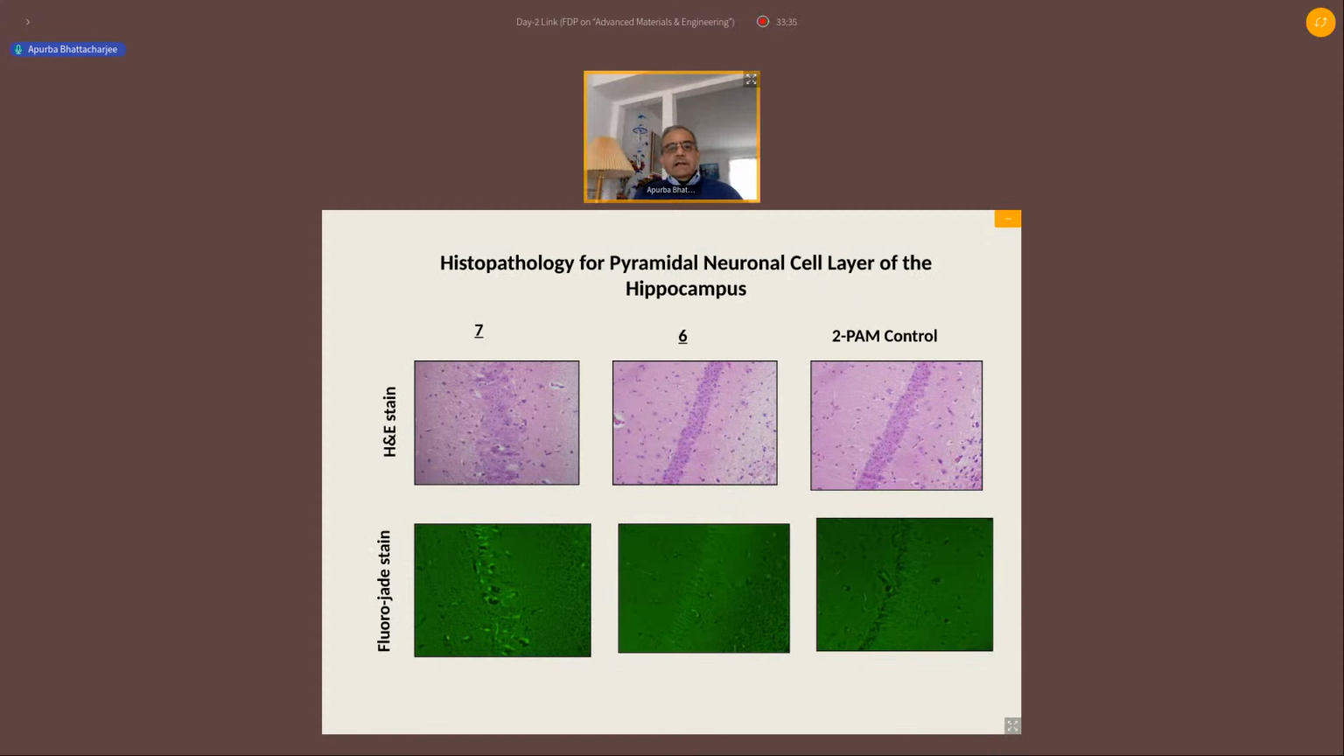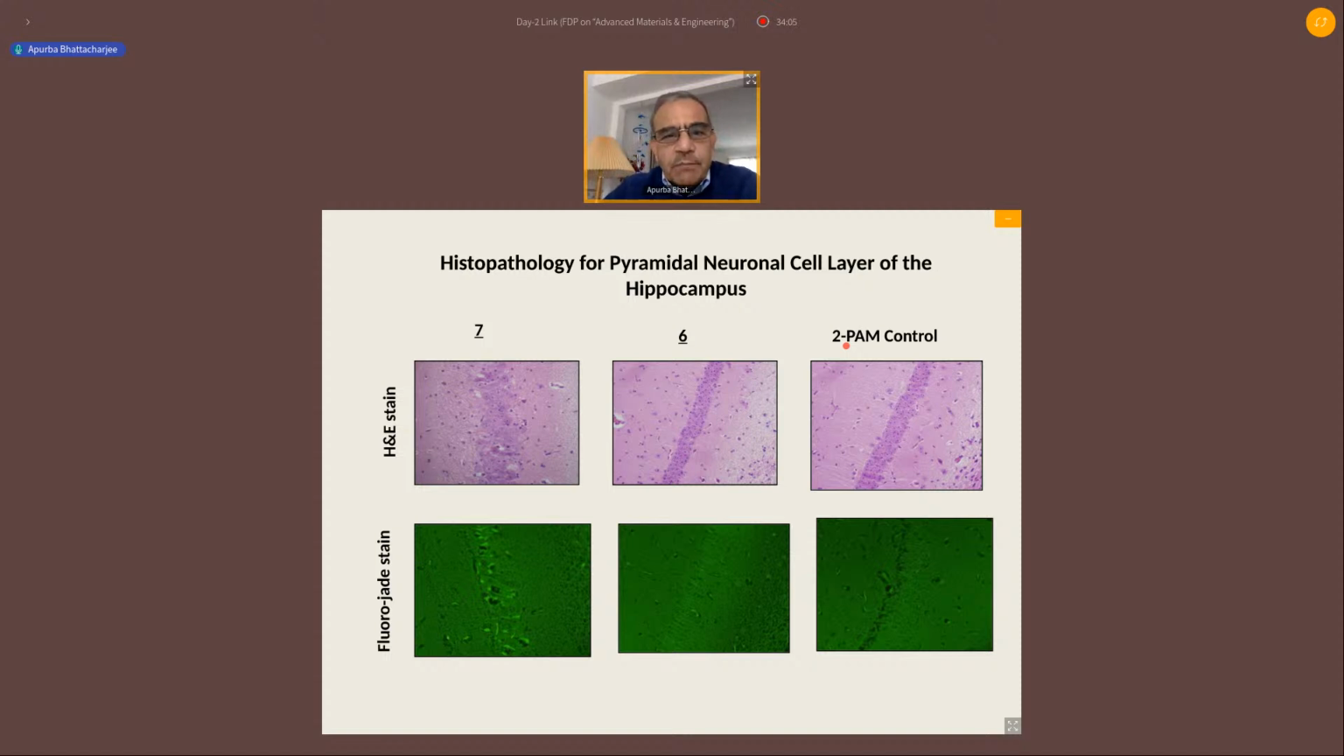You see, out of these 12 compounds, 5 were selected based on in vitro activity. The 5 were selected for animal studies. Our animal model was a guinea pig model. And then we used these 5 compounds separately, with 2-PAM as the control, because 2-PAM is the oxime used by the United States Army to get rid of the organophosphorus compound.